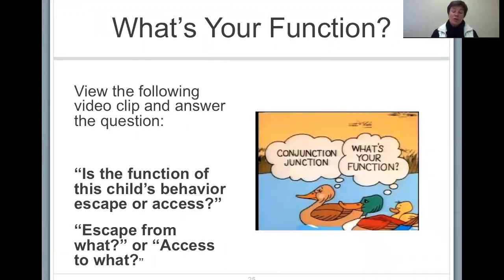One way of starting to think in a more functional manner regarding kids' behavior is to ask yourself the question: what is the student trying to escape or access with their behavior? If we can think about behavior in this manner, we can sometimes determine the reason for a student's behavior and answer the question. View the following video clip and answer the question: is the function of this child's behavior escape or access? Escape from what or access from what?